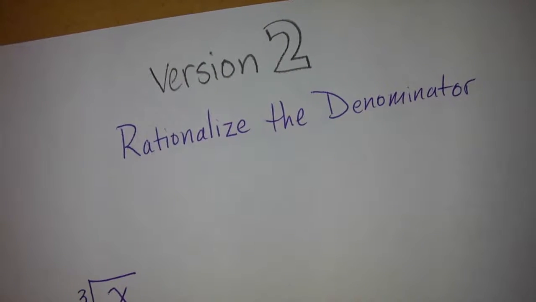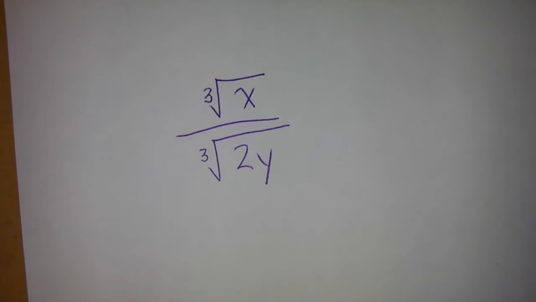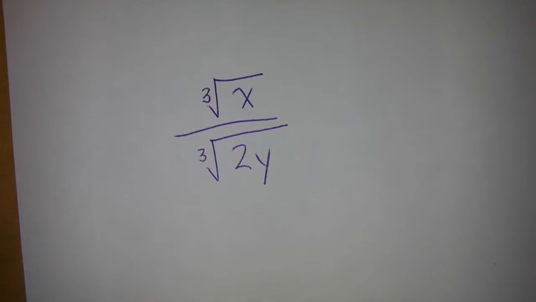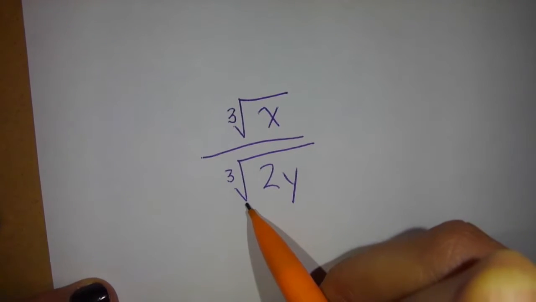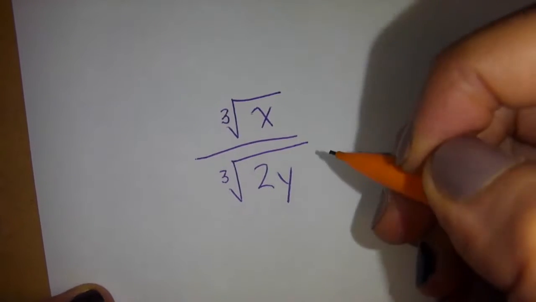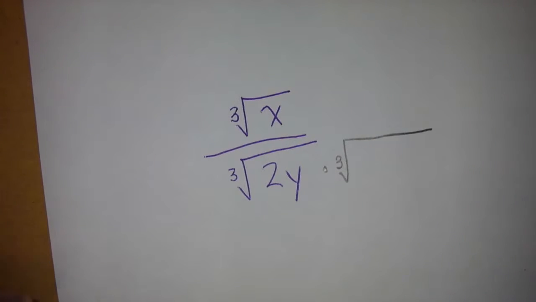So here's another way to rationalize the denominator. We'll start with a simple example. I have the cubed root of x and cubed root of 2y. So to rationalize means we're trying to get rid of the radical in the denominator. So to get rid of that radical, I'm going to multiply by the same radical.